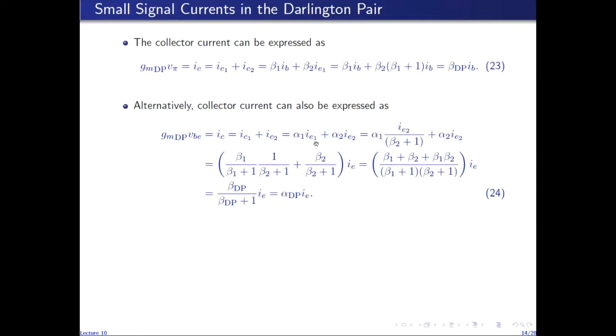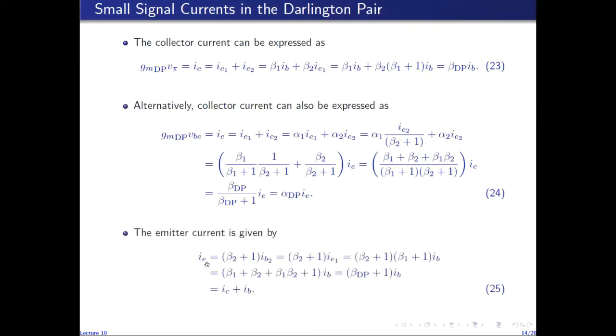IE1 is related to IE2, because IE1 is the base current of the second transistor, so it is related to IE2 through this factor. And alpha 1 is beta 1 over beta 1 plus 1. So I can take IE2 out as common. IE2 is the total emitter current at the output, which is IE. So I can simplify this term in the parentheses. So this is beta dP, and this is beta dP plus 1, which is alpha dP. So equivalently, I can represent this term GM dP times VBE as alpha dP times IE.